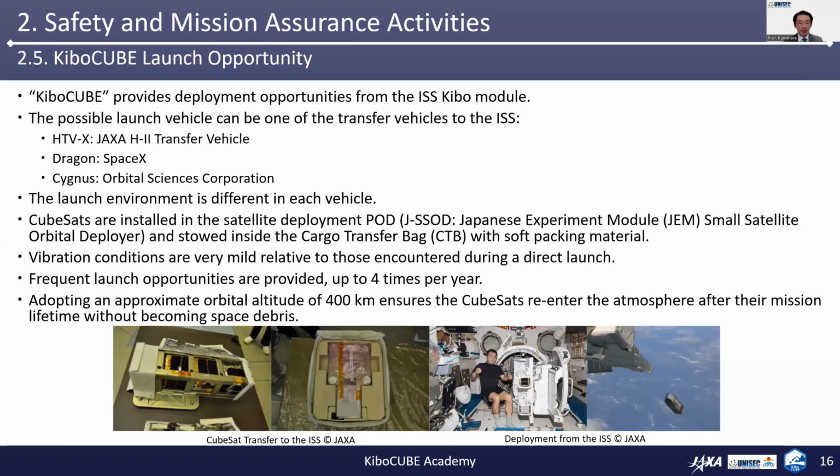As the orbit altitude where the CubeSats are released is about 400 kilometers, it is ensured that the CubeSats will re-enter the Earth's atmosphere after their mission lifetime without becoming space debris, thanks to the Earth's atmospheric drag from the relatively thick atmosphere at that orbit altitude. And actually, the radiation condition in this low Earth orbit is mild. So these features can be great benefits to new CubeSat developers.